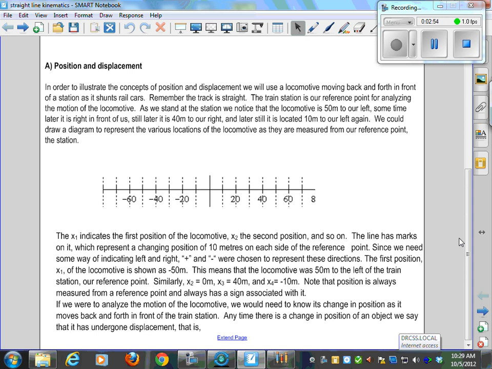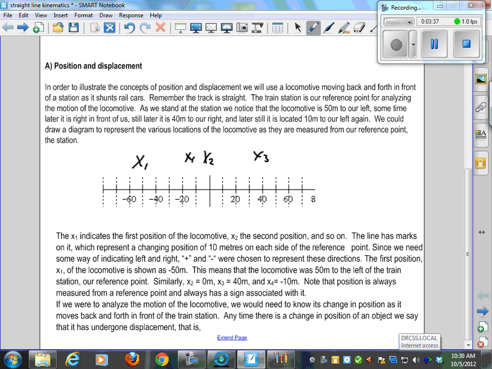Okay, now where do those occur? There's nothing to it, right? So, x1 indicates the first position of the locomotive, x2 is the second, and so on. So where is it starting? 50 meters to our left. So I'm going to put x1 right there, minus 50. Oh, it's already on there for you guys. Well, x2 is at 0. x3 is at 40. And x4 is at what? Minus 10.